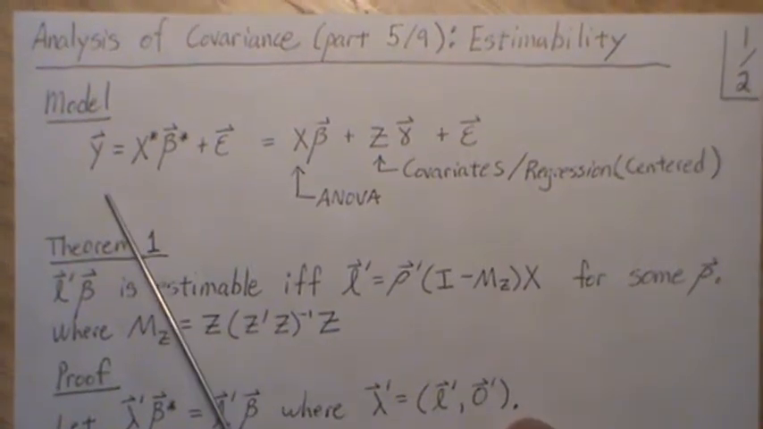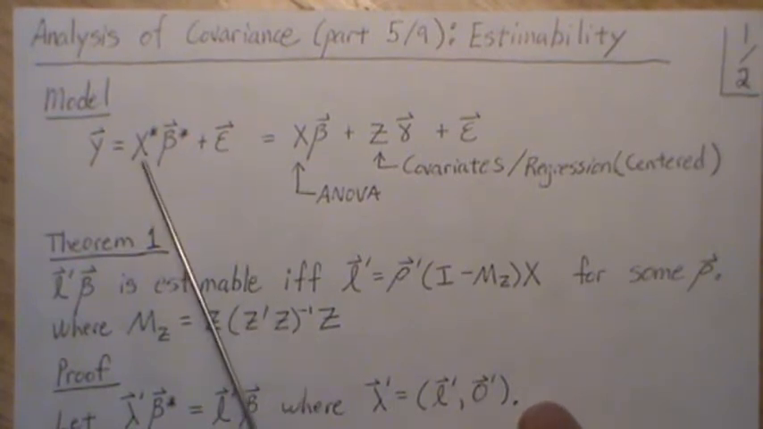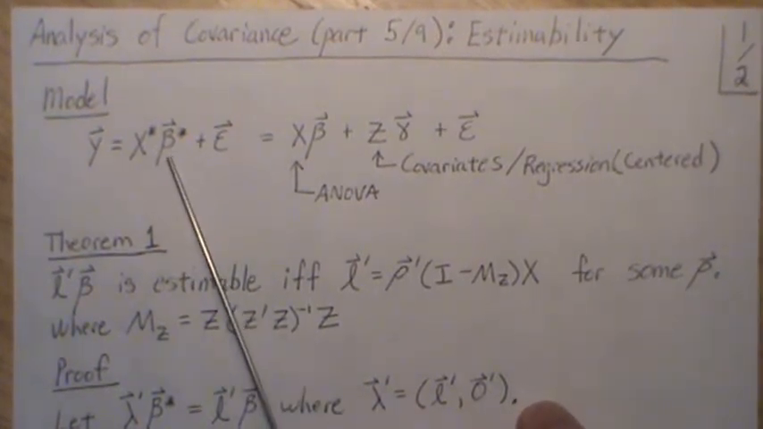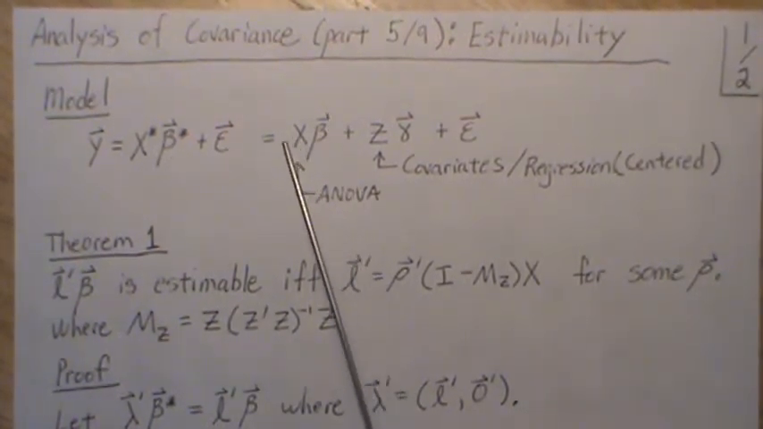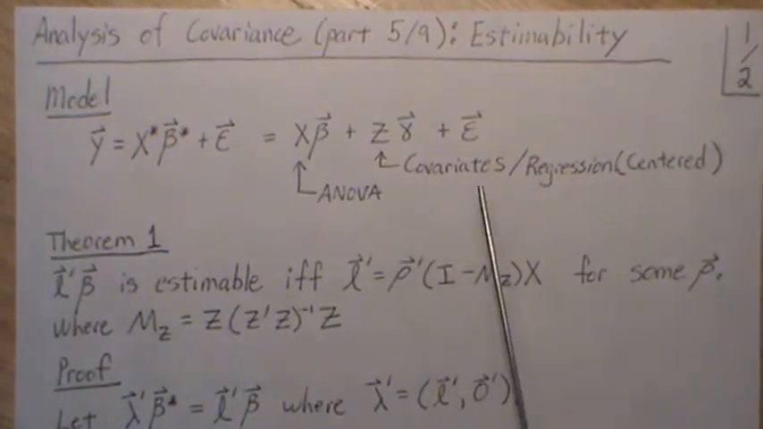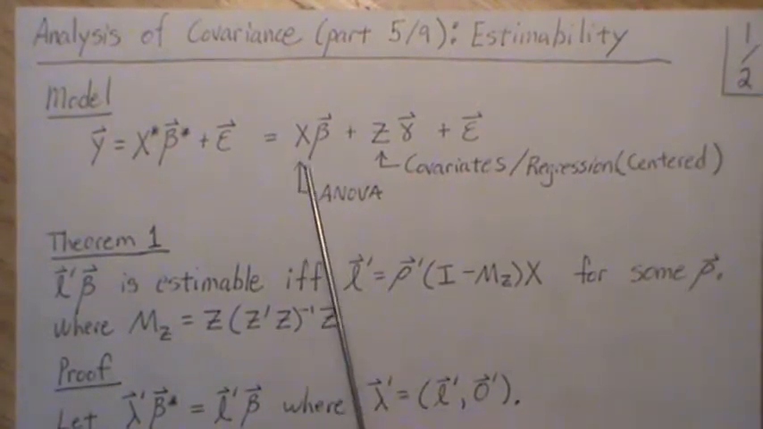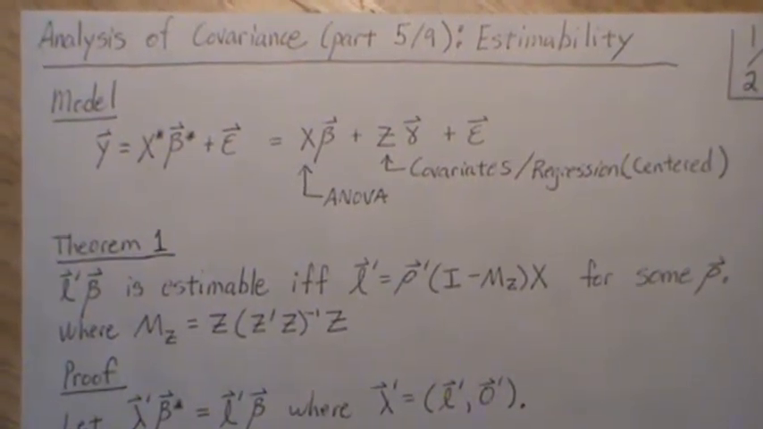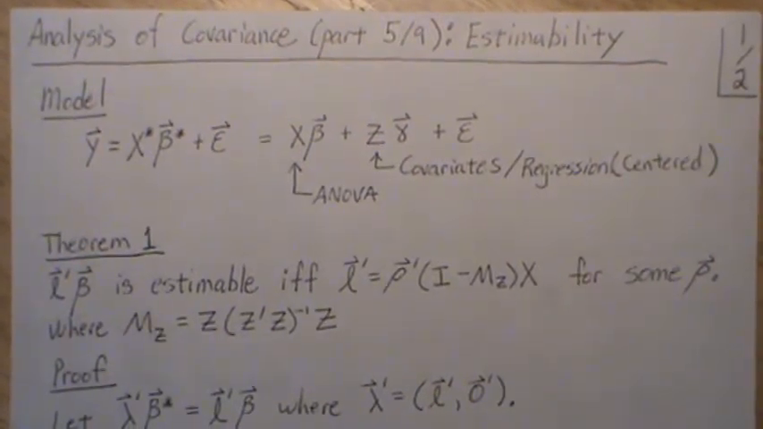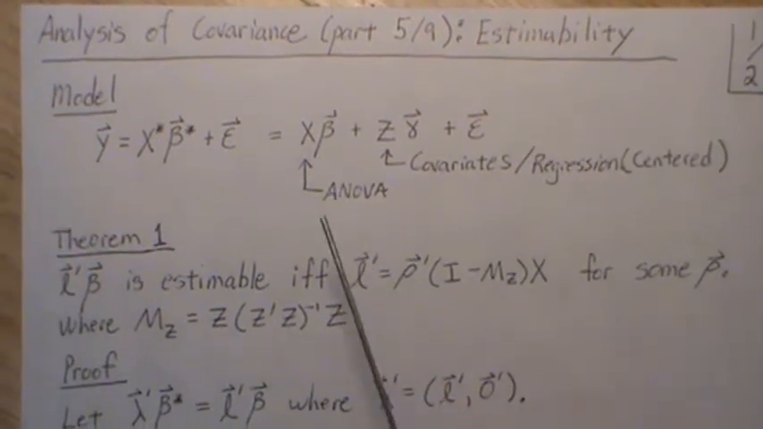In the analysis of covariance model, it's a general linear model, but we partition the design matrix and the parameters into the ANOVA piece and the regression piece, or the covariates. All the covariates are centered. And this ANOVA can be any balanced ANOVA design that you want: one-way fixed effects, 2-factor analysis, 3-factor analysis, randomized complete block design, any balanced ANOVA.